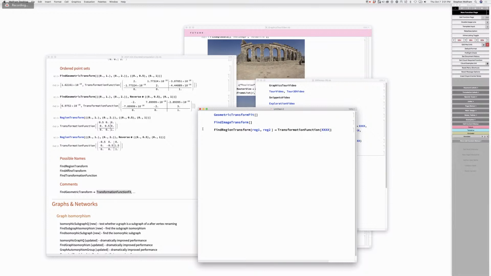And geometric transform fit does the fitting from region 1 to region 2. It also returns a transformation function. Is that correct? Yes. So why is that one called geometric? Why is the other one called region? Yeah, why not region? Why geometric? We don't call anything geometric.